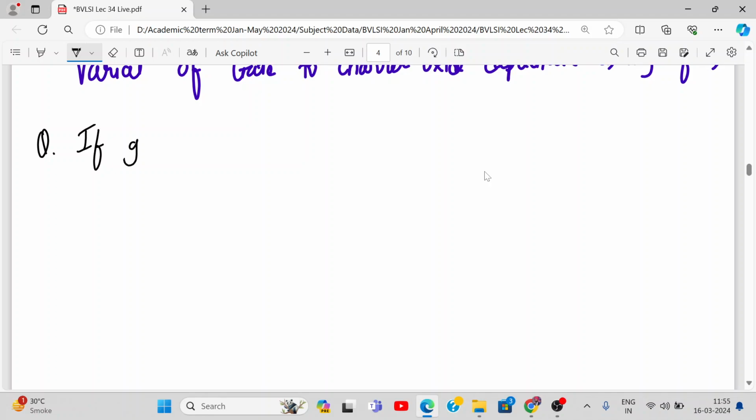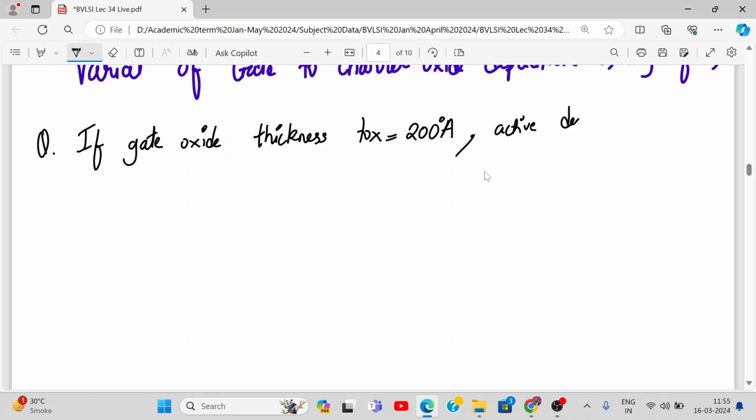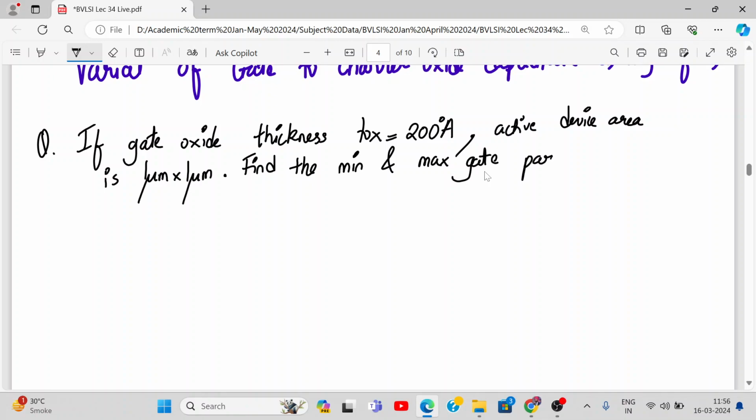So if the gate oxide thickness Tox is 200 angstroms, and the active device area is 1 micrometer into 1 micrometer, find the minimum and maximum gate parasitic capacitance.